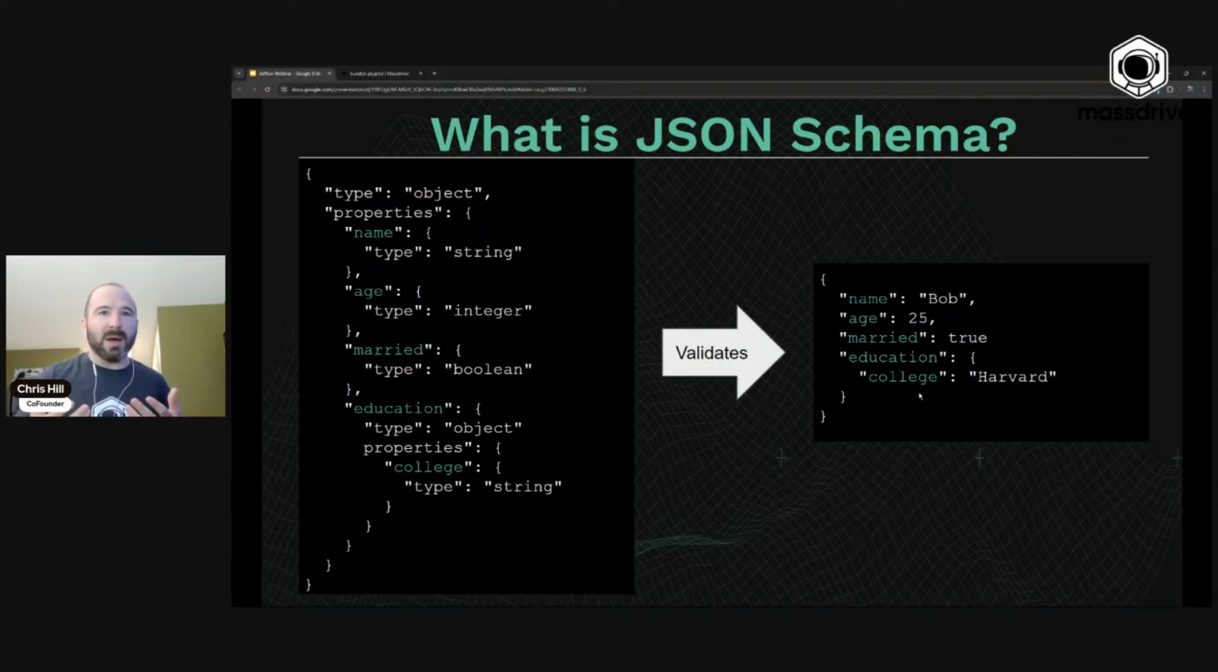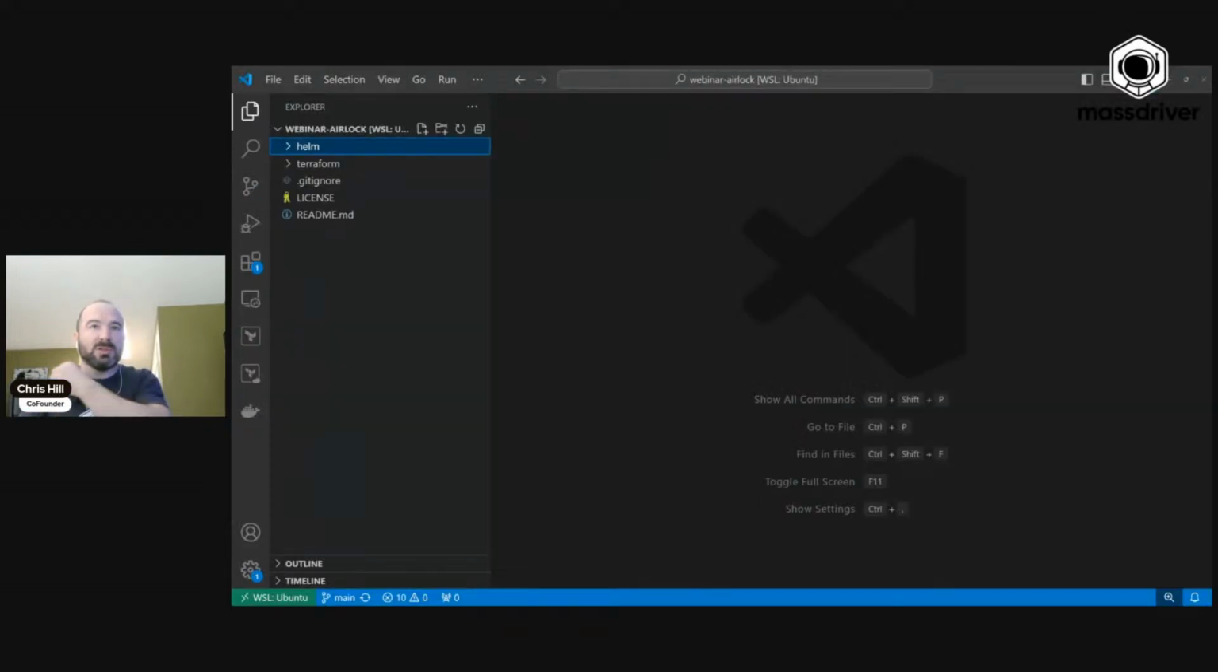So now that we've talked about that, let's actually jump into Airlock and see how it works. So I'm going to open up a terminal that has the webinar materials. So in the Massdriver GitHub repo or org, you can find webinar Airlock, and that's what we're going to be going through here today. So you'll notice we just have two directories in here. We have a Helm directory and a Terraform directory. We're going to use these two as examples for how Airlock can help us validate inputs for both Terraform and for Helm. And we're actually going to start with Terraform.